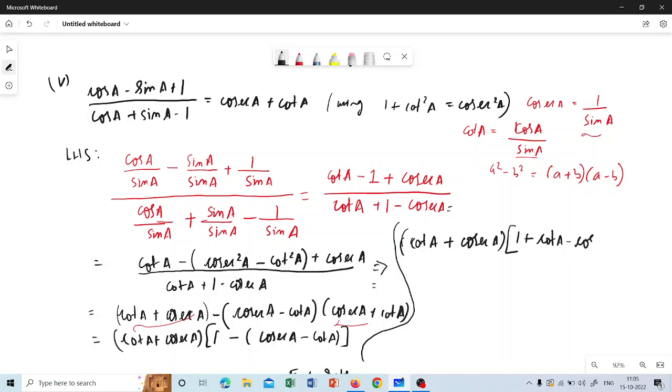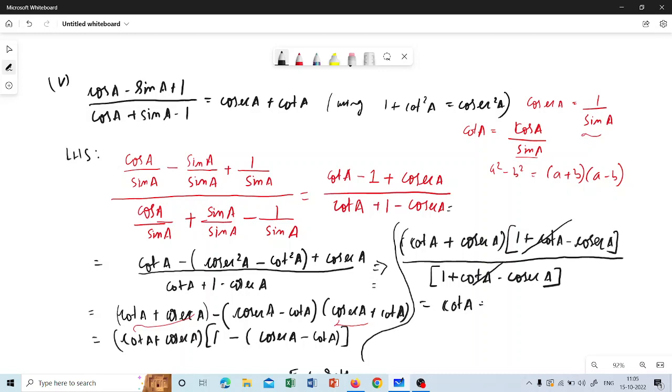So as you can very clearly observe, this is nothing but the denominator itself. If I rearrange this denominator a little bit, this 1, if I bring it to this side, 1 plus cot A is also having a plus sign and cosec A is also having a negative sign. So these both expressions are the same. I can cancel them. So the remaining is cot A plus cosecant of A, which is equivalent to the RHS again.